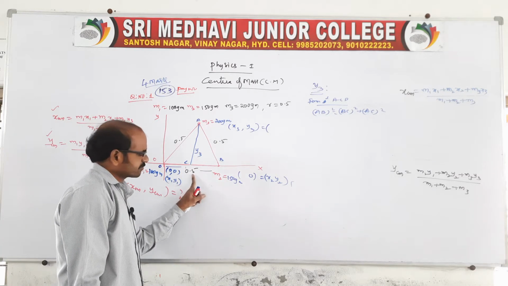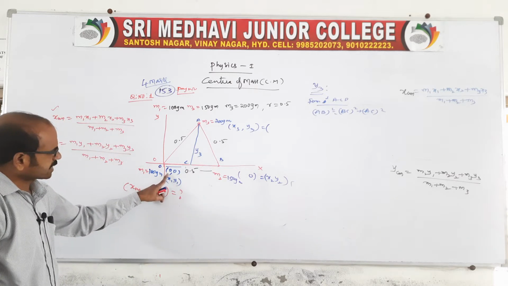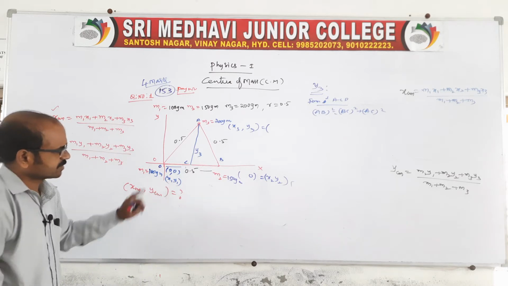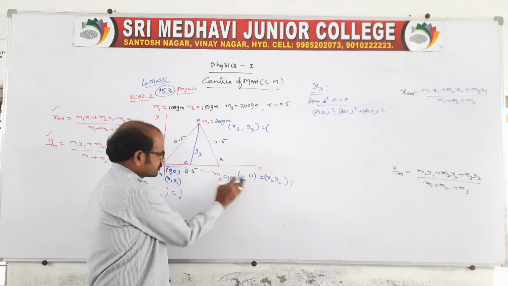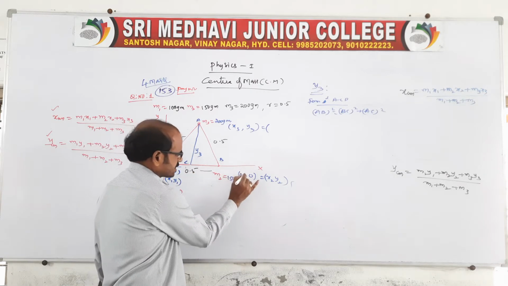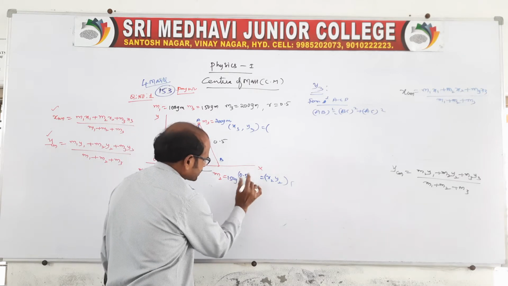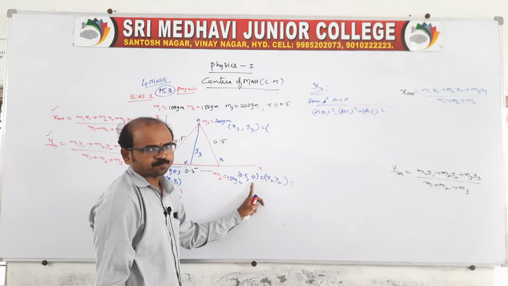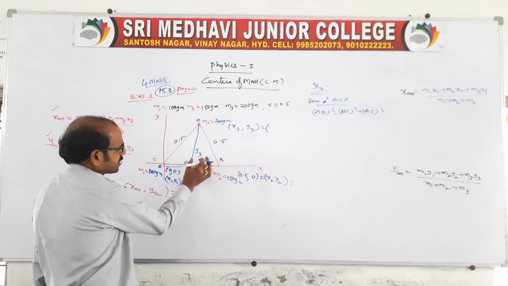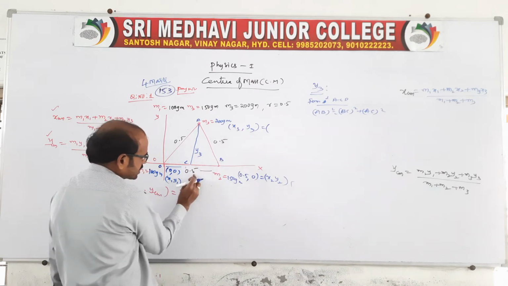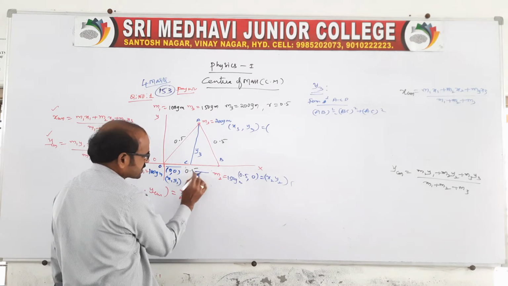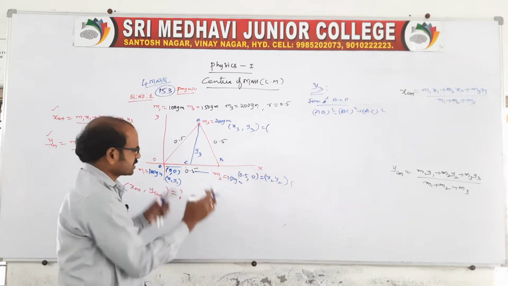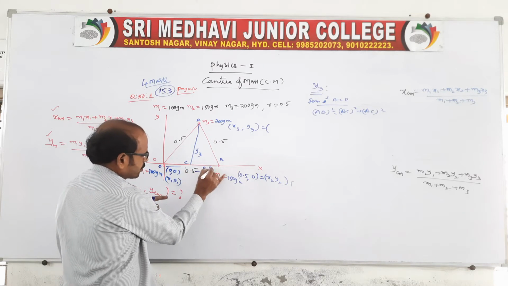each side of the triangle is given as 0.5. So at the origin we have x1, y1 as 0, 0. For the second particle we should know the distance is given as 0.5, so x2 is 0.5 and y2 is 0. In the same manner we should get x3 and y3. x3 is nothing but half of this, so half of 0.5, which is 0.25.